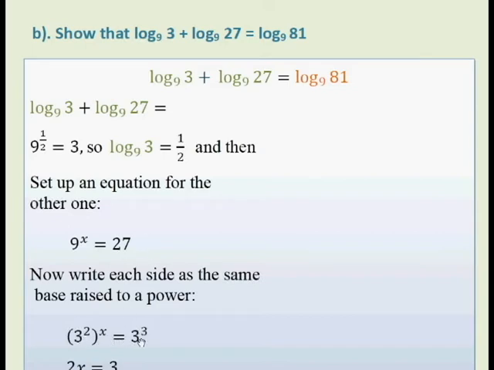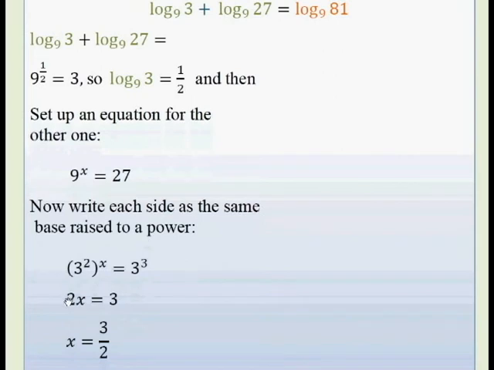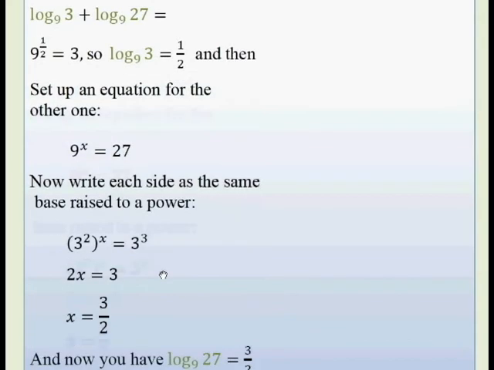So now I have the same base. And now I just have to set my exponents equal, like we've done. So 2 times x is the exponent on the left side, and 3 is the exponent on the right side. So 2x must be equal to 3. Therefore, x is equal to 3/2.